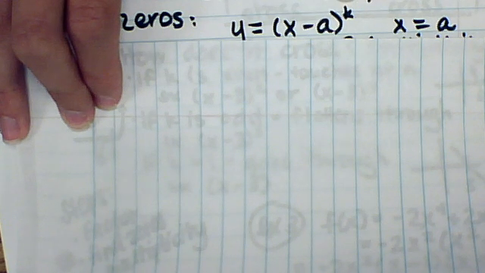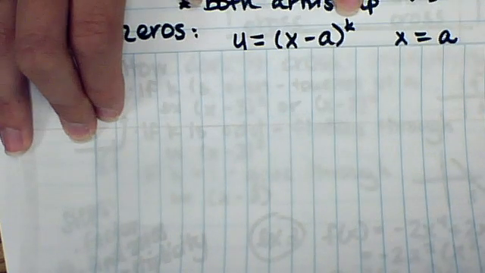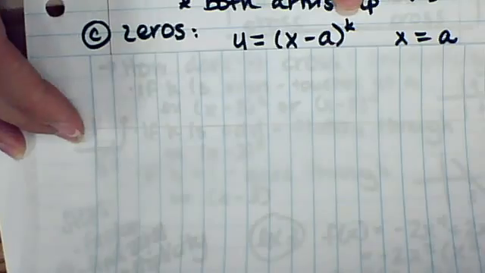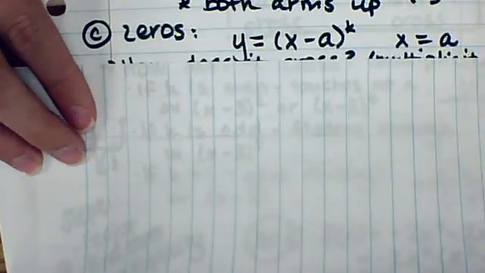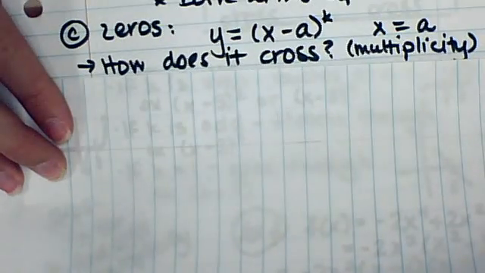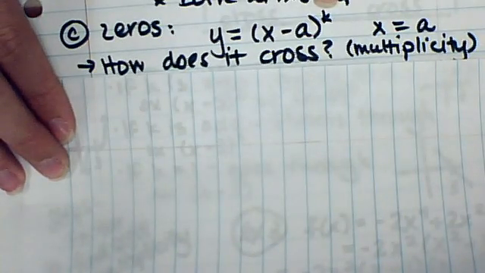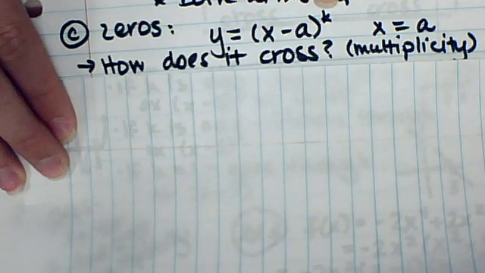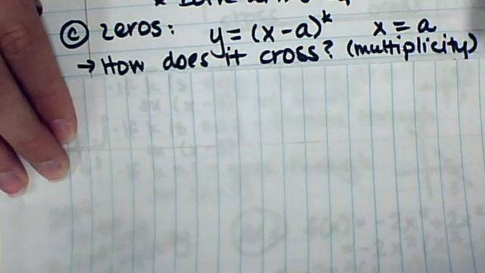The exponent of each of those terms is the k, and that's going to tell us our multiplicity, which will be important here in a second. How does it cross? That's its multiplicity. So if this exponent is even, or odd, or a 1, that tells us about how it crosses the graph. Let's talk about those three ways.